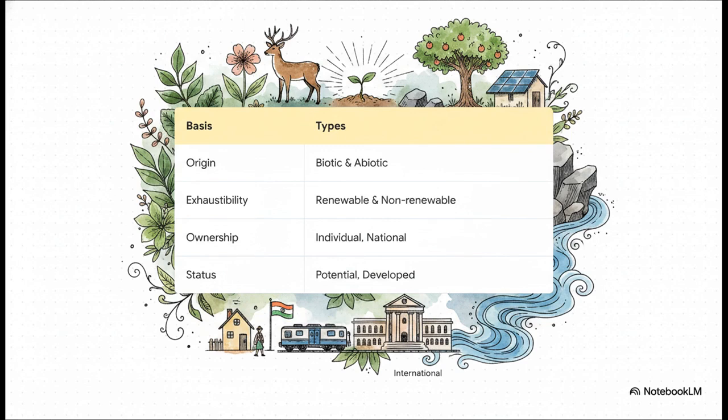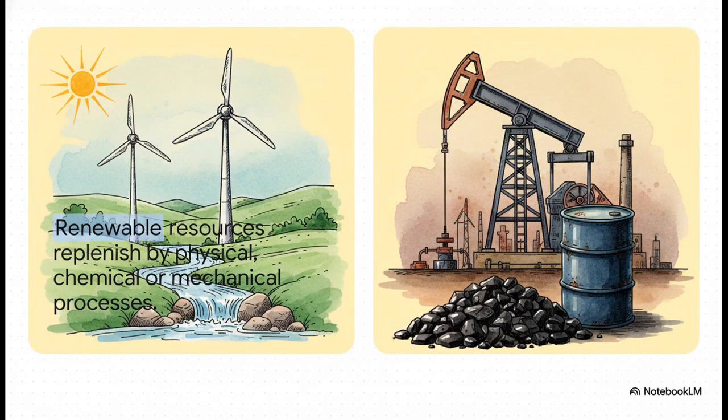like buildings and roads. But listen, the absolute most important classification for your exams is based on exhaustibility. This is a classic differentiate between board question, renewable versus non-renewable. Renewable resources recharge or replenish themselves super fast, like solar and wind energy. But non-renewables like coal and petroleum, those take millions of years to form. Once you burn that coal in a power plant, that's it.